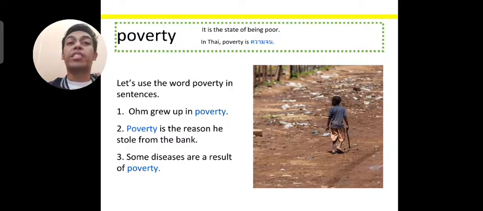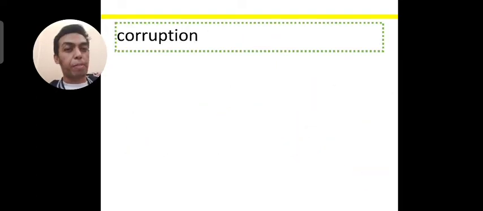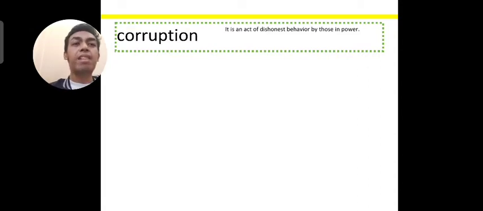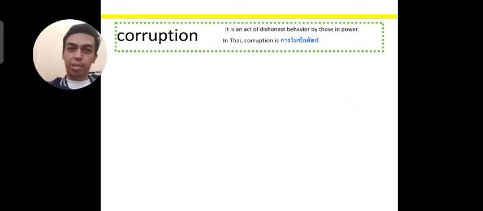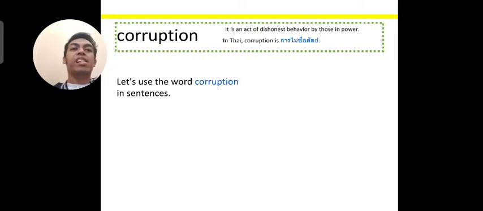Now let's go to our second word. Our second word is corruption. Let's say that again. Corruption. So the stress is in rup. Corruption. Okay? Corruption is an act of dishonesty in terms of people with power. So it's not being true. It means stealing money from the people. So in Thai, corruption is this word. Okay? Now, let's use the word corruption in sentences.